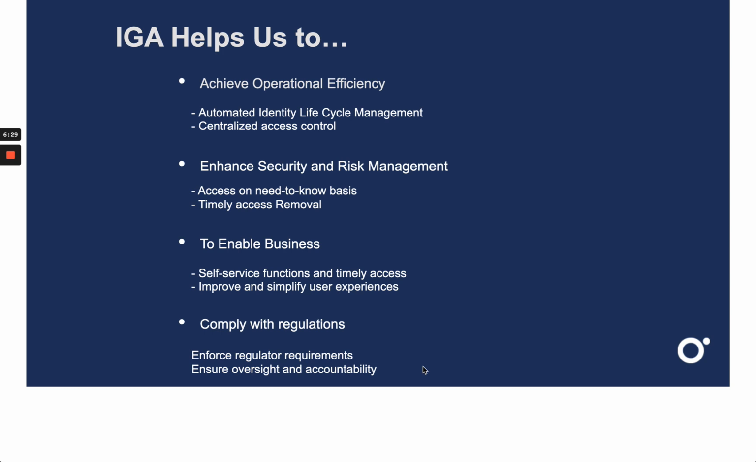Final reason is compliance. And I did talk about compliance, if you remember, in one of the slides. But I would say with IGA, it will help you meet your audit requirements because it will keep all the logs and records and will keep all details. It will help you answer who has got access to what, who requested access, who approved access, and when was it provisioned and when was it rectified. So it can answer all those questions.